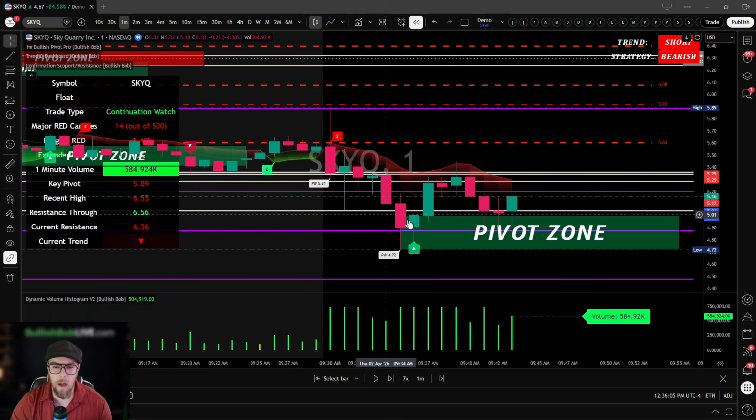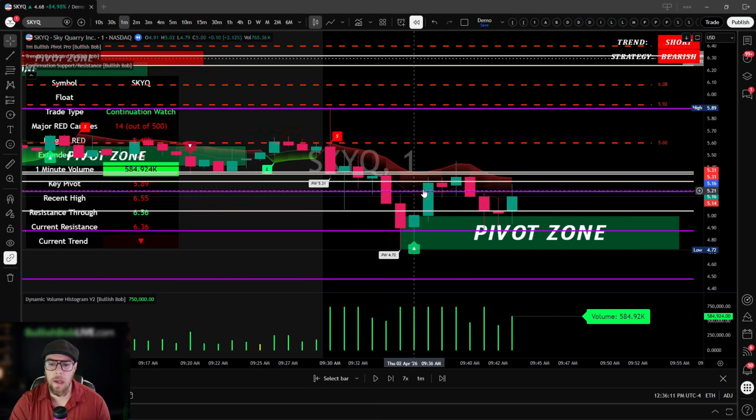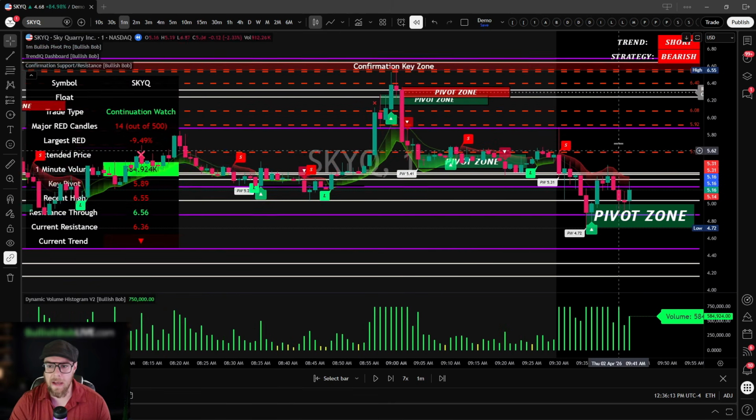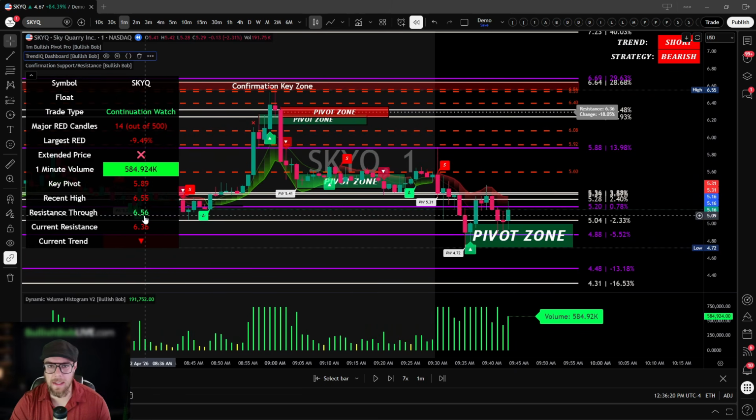The reason we don't love this pivot zone and this setup, even though it gave a little sign of life and gave a little scalp setup, if that's what you're looking for, is that this is the back end of the move. If we're looking for continuation, it's got to close above the recent resistance. Recent resistance on our trend IQ is 656.